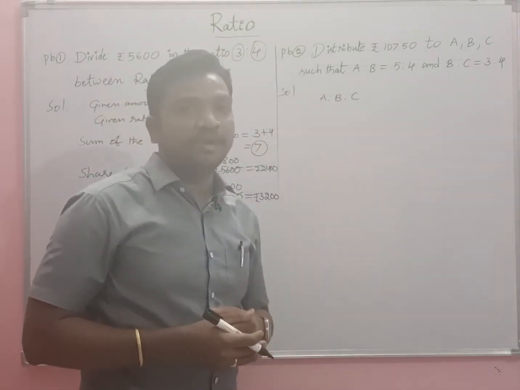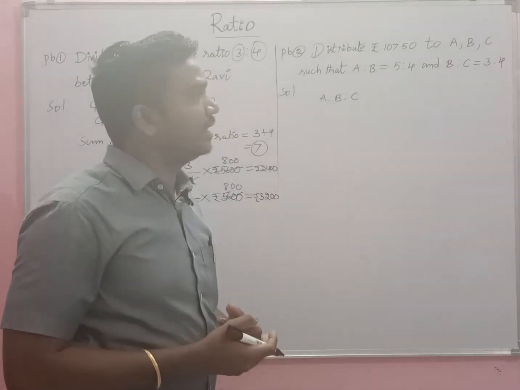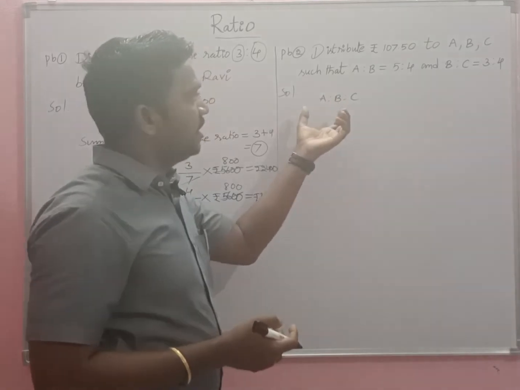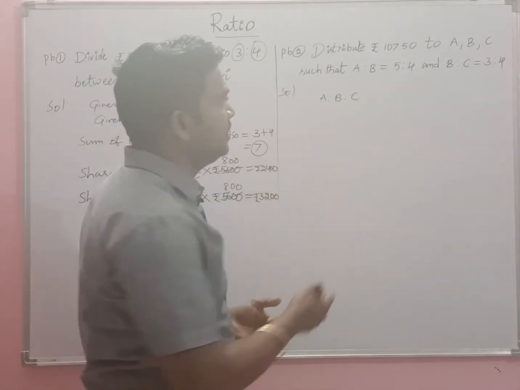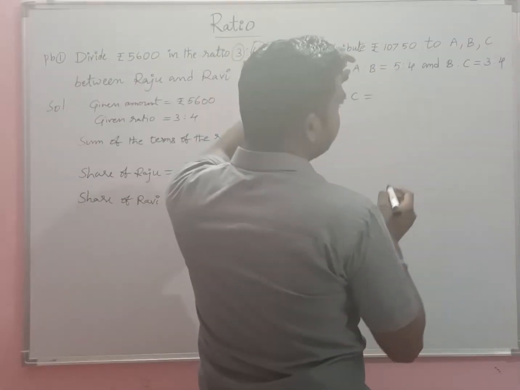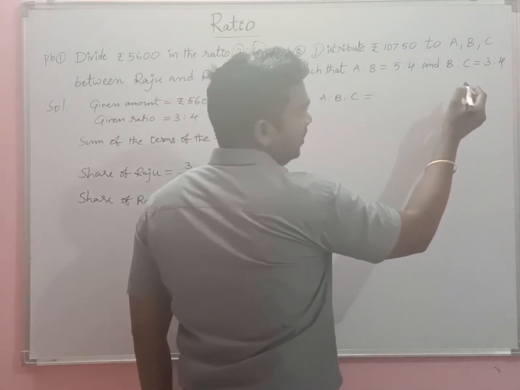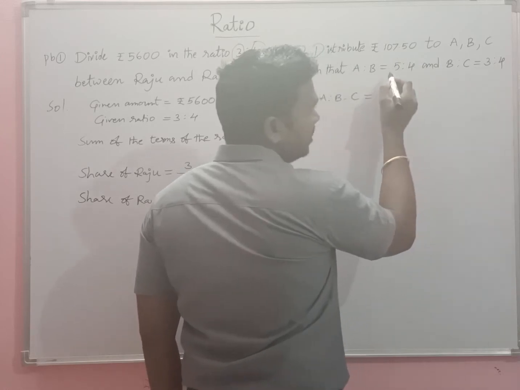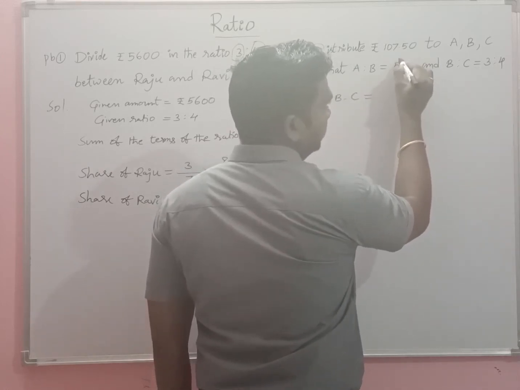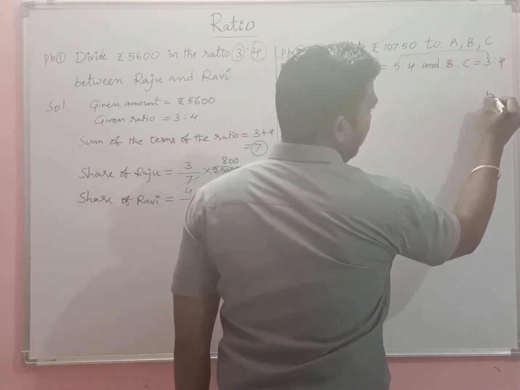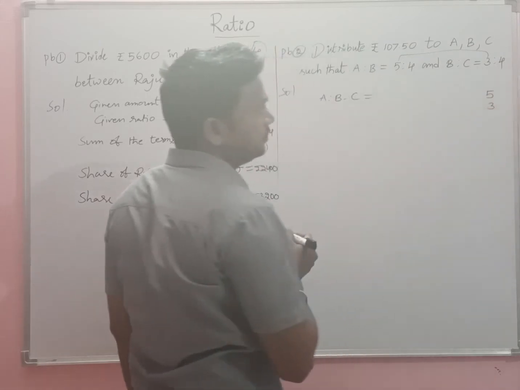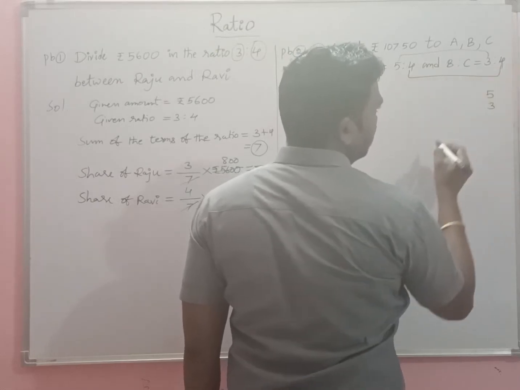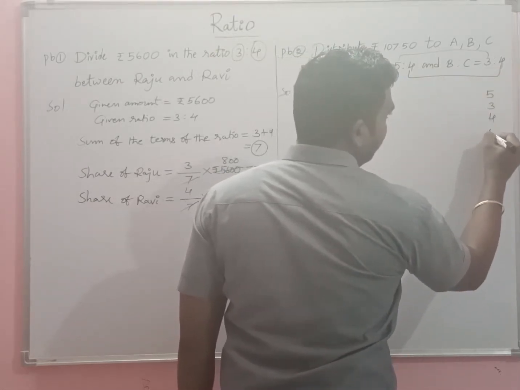For this, in my previous video, we learned a trick. By using that simple trick, we can find the ratio of A is to B is to C very easily. In that shortcut, we have to write antecedents of the two ratios first. So 5, 3. And then consequents of the two ratios, 4, 4.